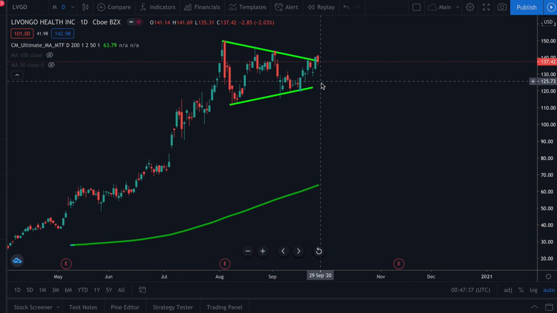If not, we can always just set a stop loss wherever we want, right? So if you're buying shares, that may not be that much of an issue. But if you are buying options on it, then the stop loss is probably more important. But yeah, Livongo is something that I am buying right now.